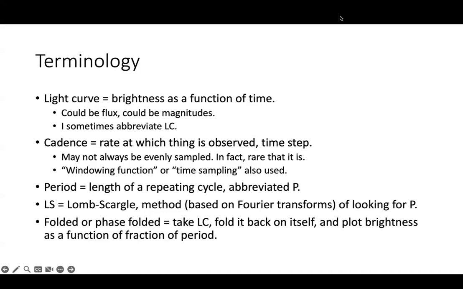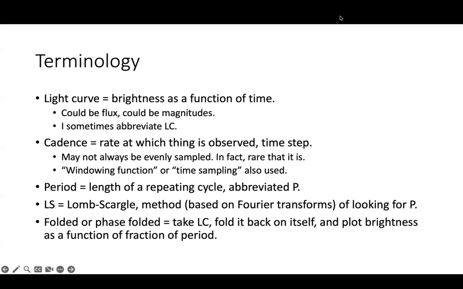This is important because the light curves may or may not be evenly sampled. In fact, it's pretty rare in astronomy that it is evenly sampled. So sometimes you can say, yes, I observe this thing every 30 minutes, but sometimes it's not that straightforward. Sometimes it's, well, about every 2 hours, right? That's why sometimes you use the term windowing function, meaning here's the set of times in which I observed this target. So cadence isn't really the right term, but windowing function is. Time sampling sometimes is also used.